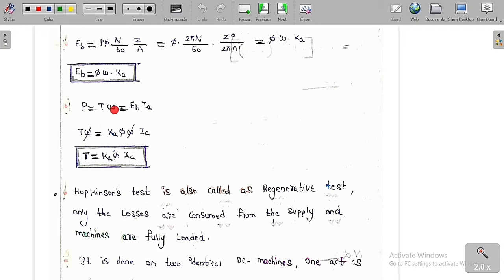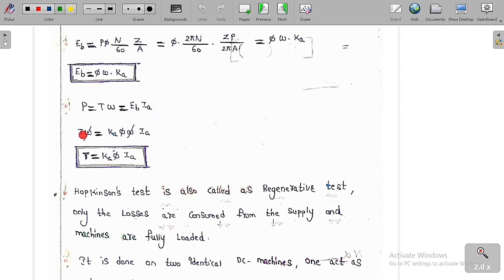Similarly, power is equal to torque into omega. So power is equal to torque into omega, which is equal to Eb into Ia, because Eb into Ia is the electrical power which is developed and converted into mechanical power, which is T into omega. So Eb Ia is the mechanical power developed to rotate the shaft. The power consumed in the shaft is nothing but P is equal to T into omega. So both should always be equal.